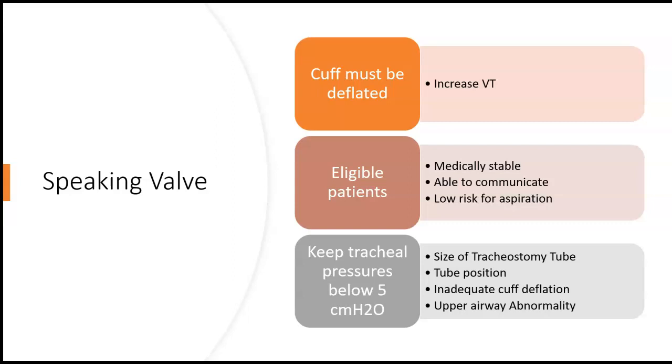Typically the things that we'll look at include changing the size of the tracheostomy tube. We'll downsize it to make sure that it's smaller and not creating such an obstruction in the airway. We'll look at tube position, making sure that the tube isn't up against any of the tracheal walls. Ensure that the cuff is actually deflated, and then finally look for any upper airway abnormalities that are causing increased airway resistance.